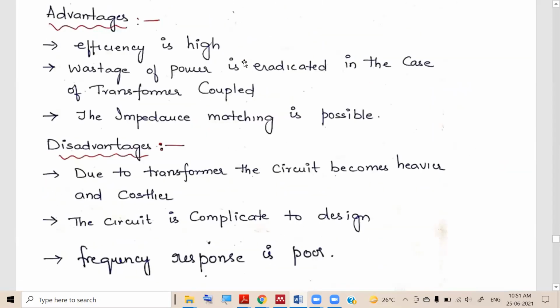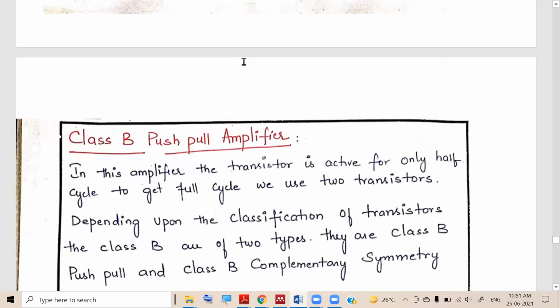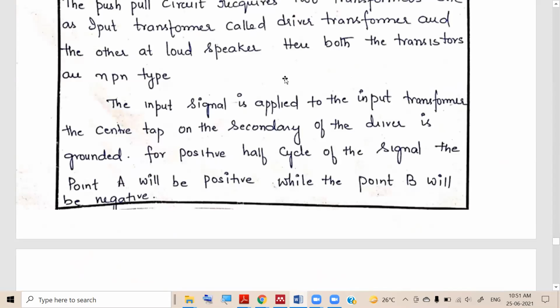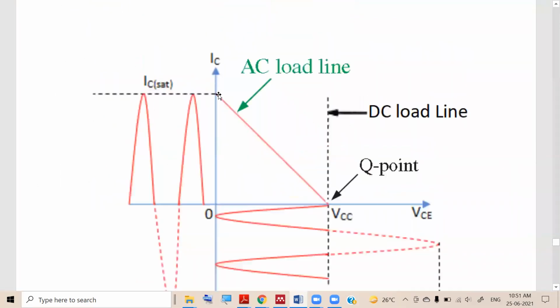So in the previous class, we discussed that we are operating at cutoff. So we will have a similar line, the AC load line will be similar, but passing through this cutoff. So this is the explanation for the AC load line, right?